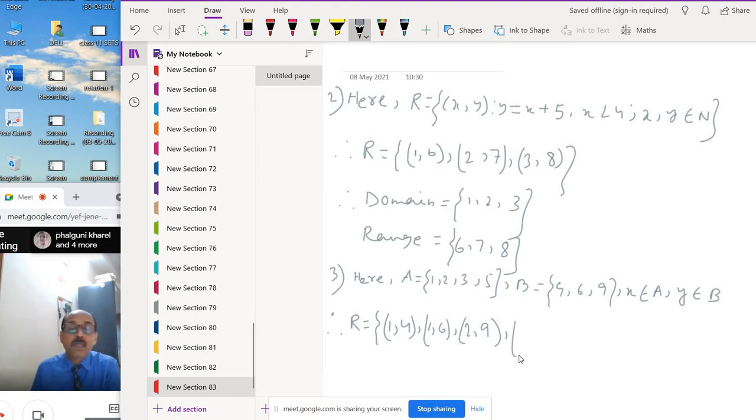3 comma 4. Yes, we can take. 3, 4 difference is 1. So 3 comma 4. Then 3 comma 6. Also you can take. 3, 6 difference is 3. So 3 comma 6.